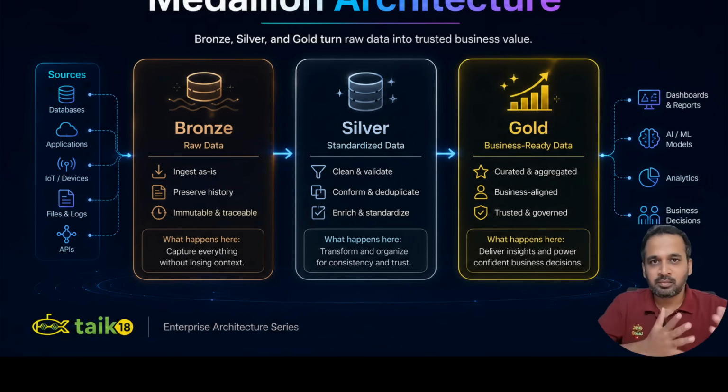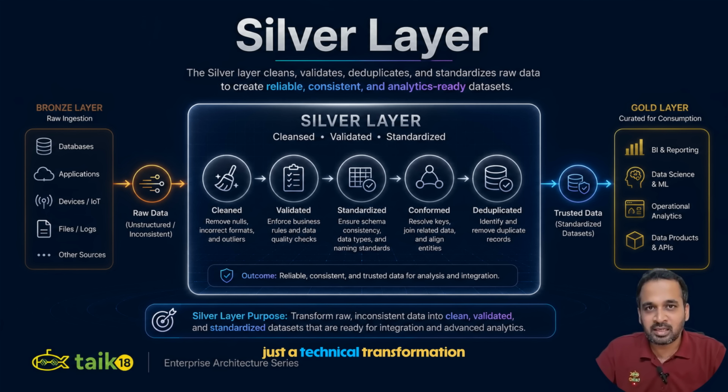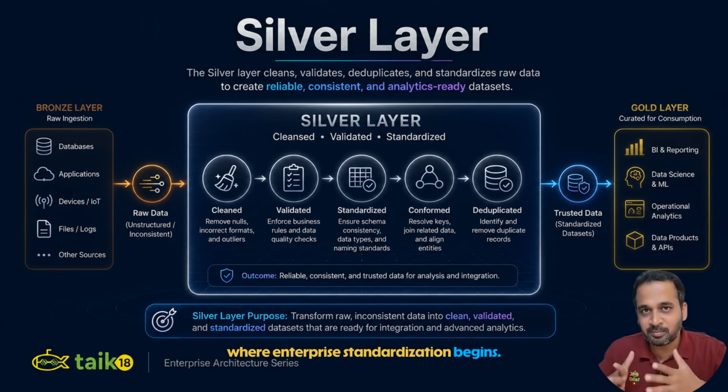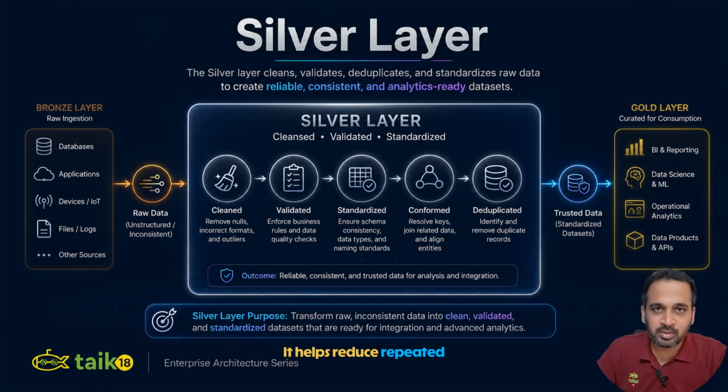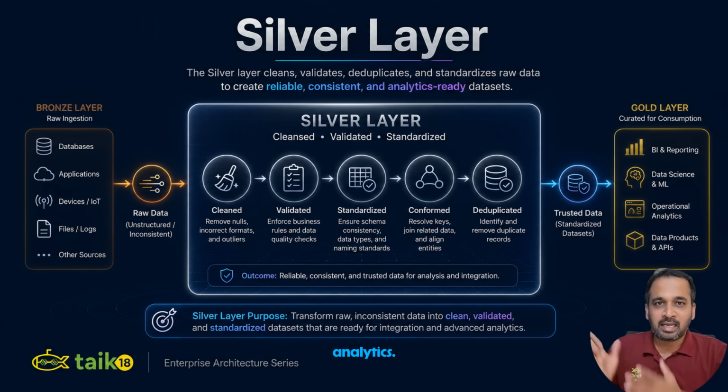Instead of every report team cleaning customer data separately, the platform provides a standardized customer data set. Instead of every team mapping product codes differently, silver can provide a common product structure. So silver is not just a technical transformation layer. It is the layer where enterprise standardization begins. It helps reduce repeated work and improves consistency across downstream reporting and analytics.